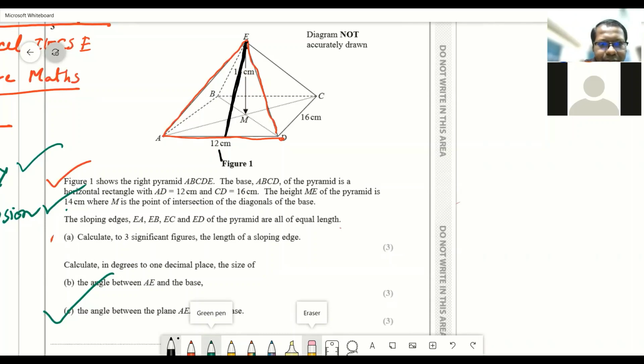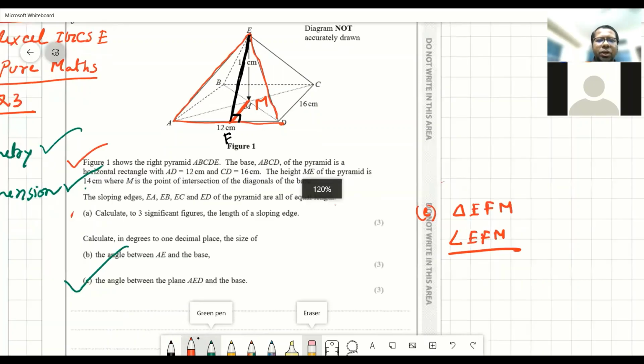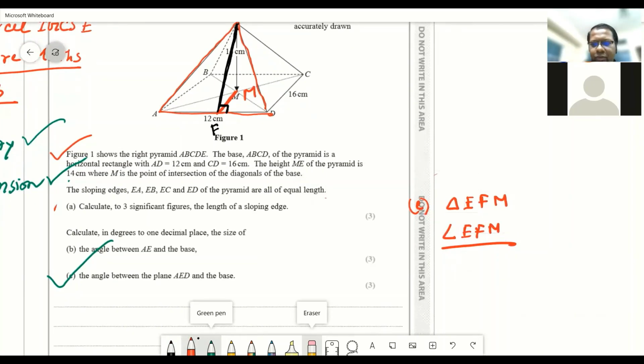So let the point be F. This line is perpendicular to the base AD. And we will connect this F with the center of the base. Okay, this is point M. So now we will consider the triangle EFM, and we have to find the angle EFM, which is the angle between the plane AED and the base. Now here, what should be the value of FM?